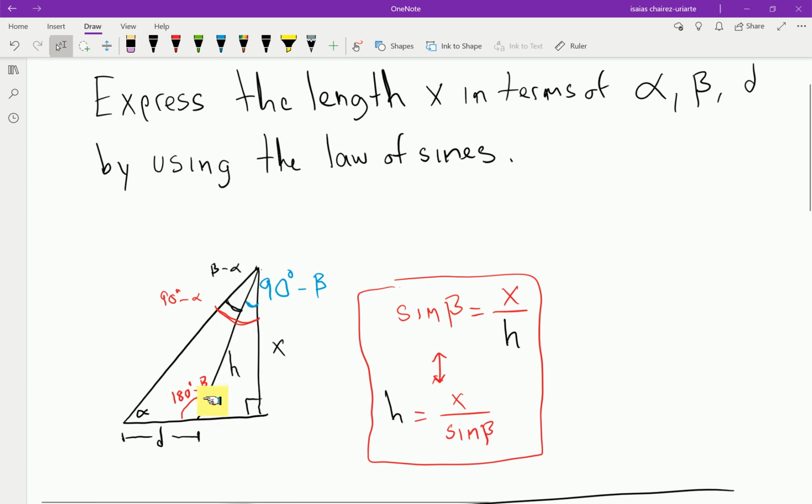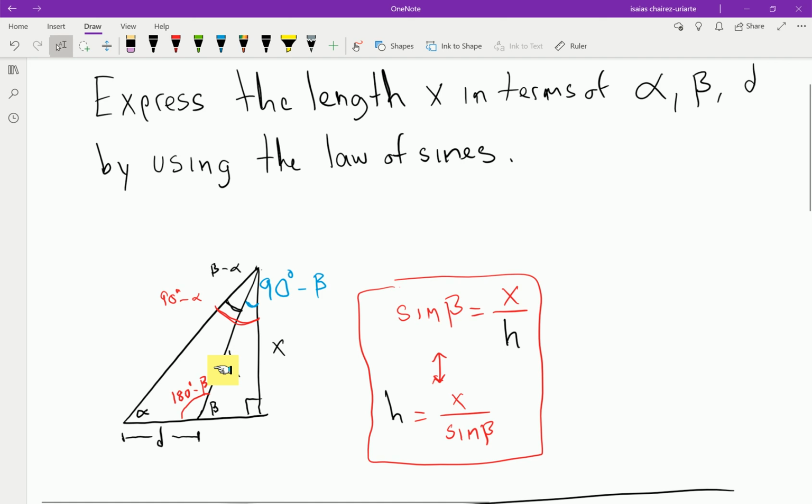So look at this line right here. If you think about it, there's a right triangle. There's a right triangle with beta, 90 degrees, and the blue angle up here. That's a right triangle, and for that right triangle, h is the hypotenuse. That's why I'm calling it h.